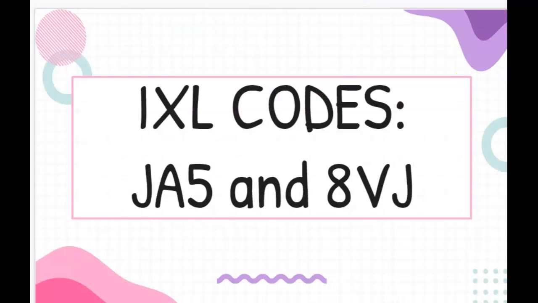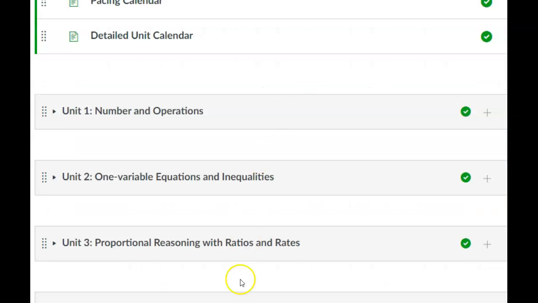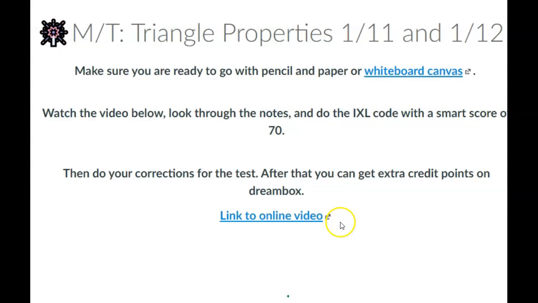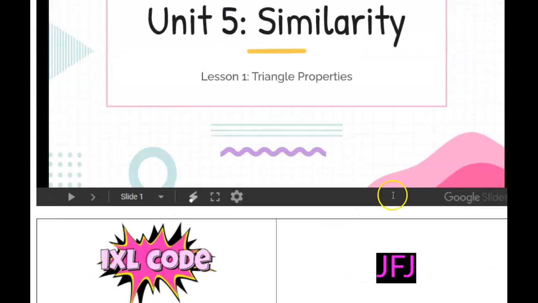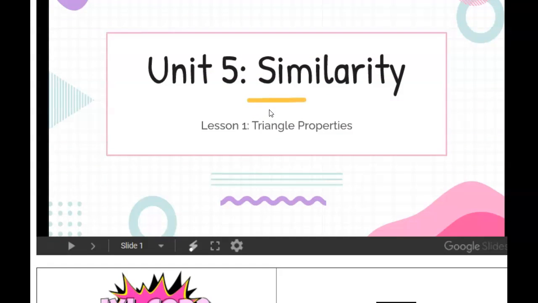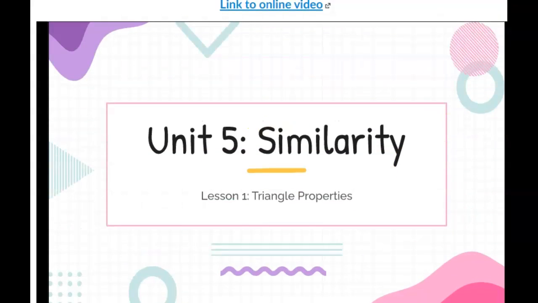Here are your two IXL codes. I would like for you to practice them up to a 70 or 80 so that you feel comfortable. Your IXL code from Monday, I believe it was JFJ. Now I don't trust myself. I believe it was JFJ. You needed to have a score of 70 on your IXL code. That is for a grade. But not only that, we are going to do a Kahoot on Friday, and that will also be for a grade. So please make sure you get that stuff done.